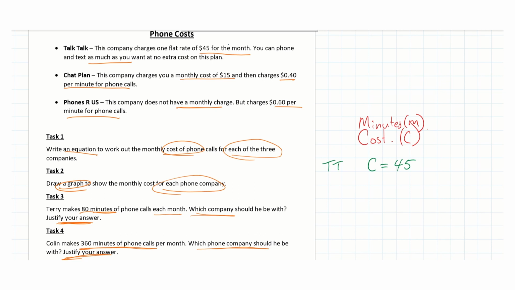The next thing that we're going to look at is Chat Plan. Chat Plan's way different. We're going to find out the cost of this one. Now, we know that it costs 40 cents per minute for phone calls. So every minute, we're going to charge 40 cents. So we're going to have 0.4 times M, right?